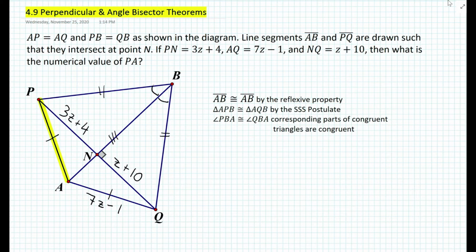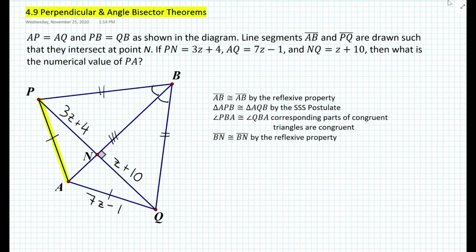Well, how does this help us to determine that segment PN and NQ are congruent? Well, there's nothing we can say yet because we first want to prove that triangle PBN is congruent to triangle QBN, and in this case we can now use the SAS postulate. First, we state that segment BN is congruent to itself again by the reflexive property, and then that triangle PBN is congruent to triangle QBN by the SAS postulate.